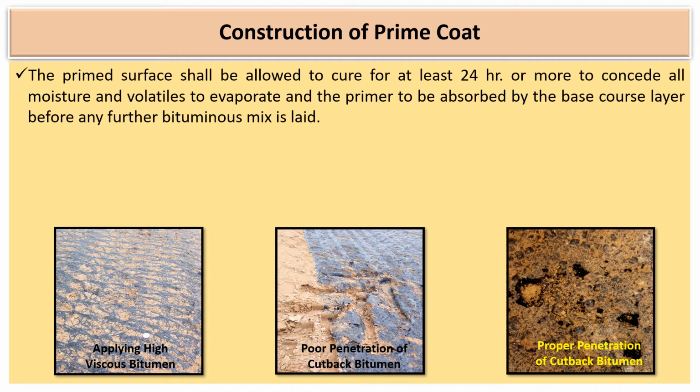Setting of the prime surface. The prime surface should be allowed to set or cure for at least 24 hours or even more, so that all the moisture and volatiles of the bitumen emulsion or cutback bitumen evaporate and the primer is absorbed by the base course.